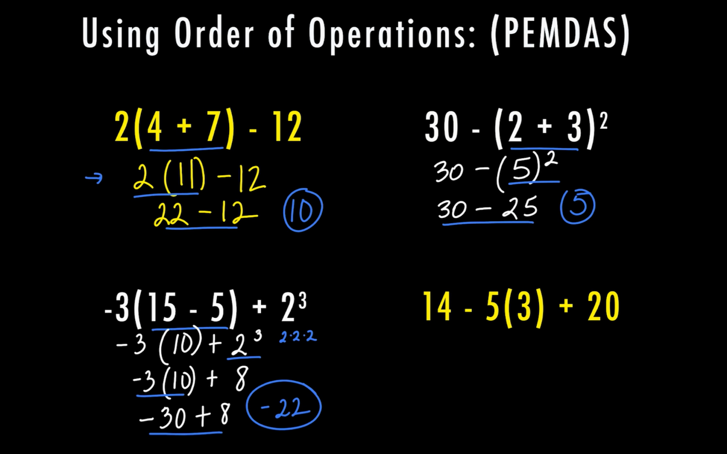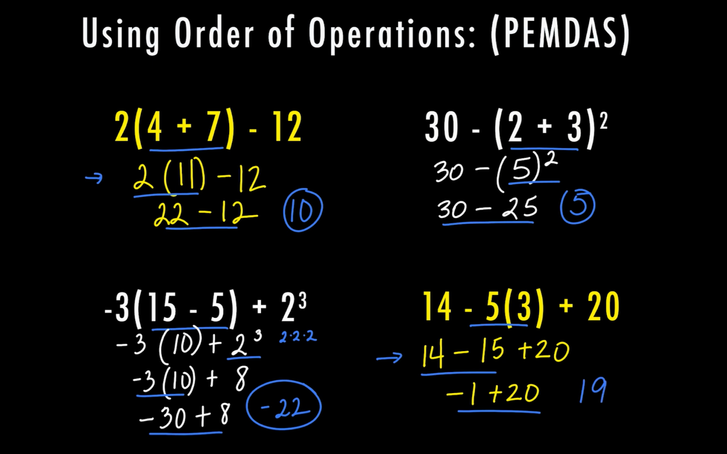I do have multiplication here. So we have 14 minus 5, or negative 5 times 3. Well, I can just do minus and then 5 times 3 is 15. And then last I'm going to add 20. So for my last step here, I have add and subtract. I'm going to start and work left to right and go in order. So 14 minus 15 is going to equal a negative 1 plus 20. Well, negative 1 plus 20 equals 19.